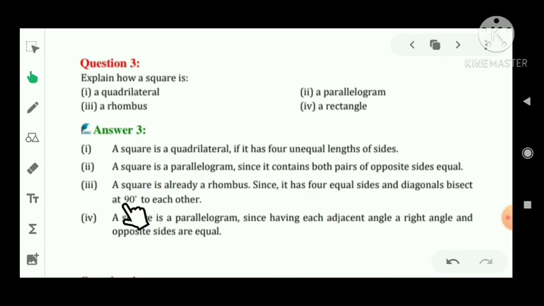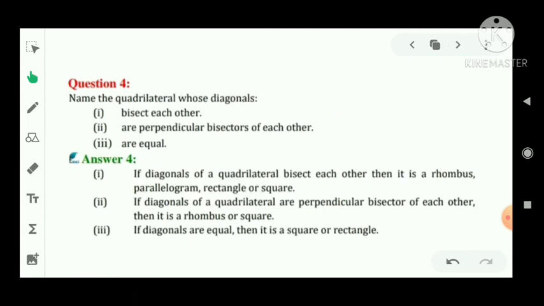So in the third part, a square is a rhombus because in a square and in a rhombus all sides are equal, since it has 4 equal sides and diagonals bisect at 90 degrees to each other. And the last one is a rectangle. A square is a rectangle since each adjacent angle is a right angle and opposite sides are equal. Let's see question number 4.